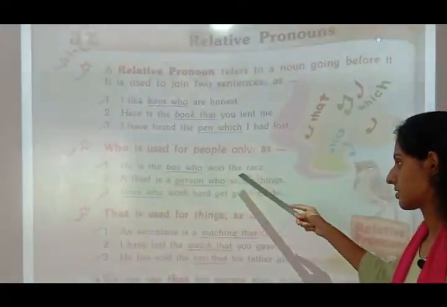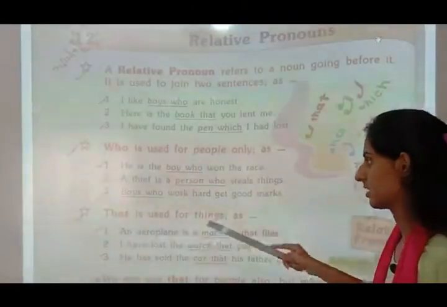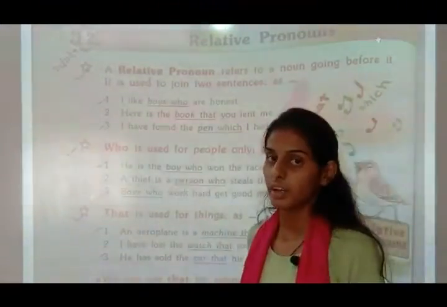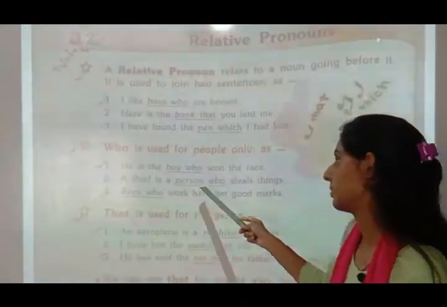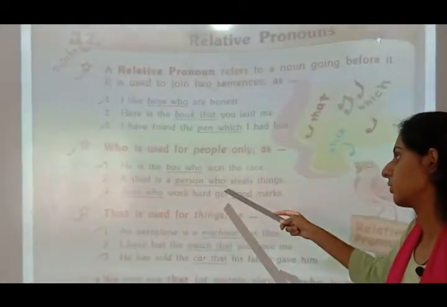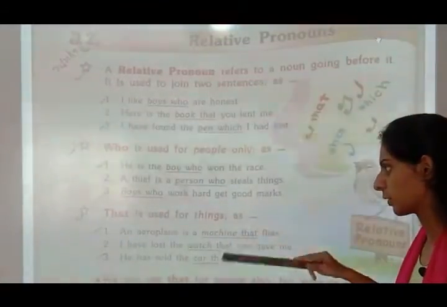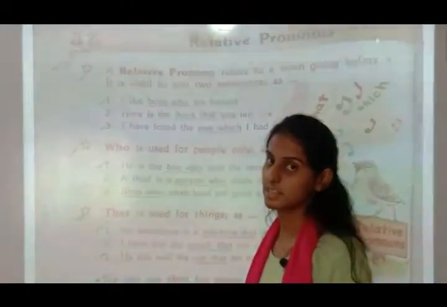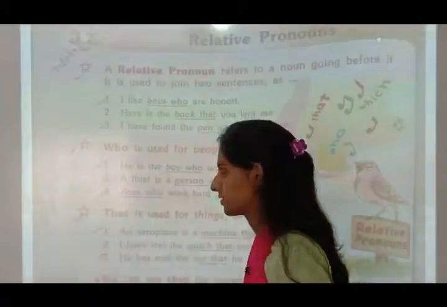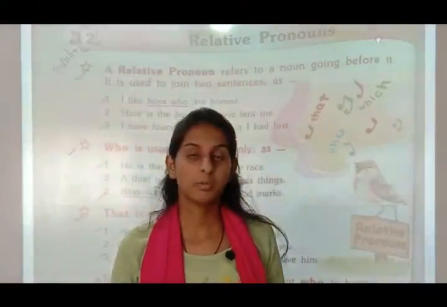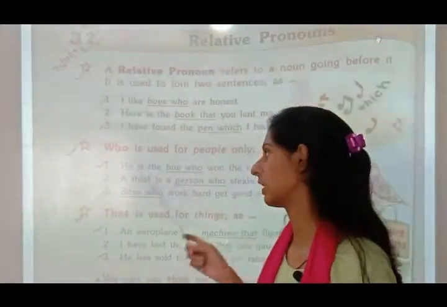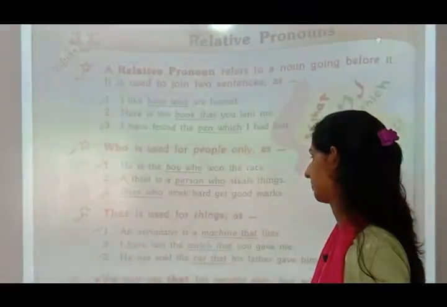A thief is a person who steals things. So here you can see person is written, which means it is people, a person. So we are using who. Boys who work hard get good marks. So boys means people, persons. So we are using who. So you have to remember that we are using who when we are talking about people or a person.